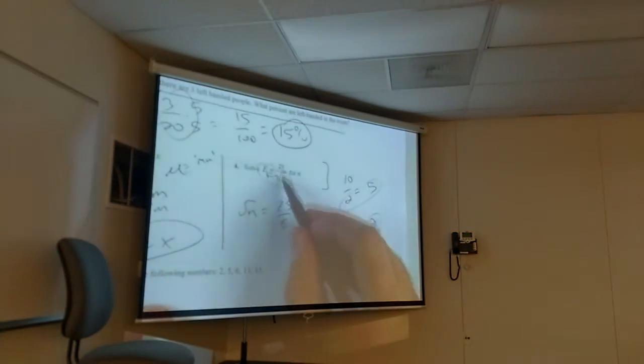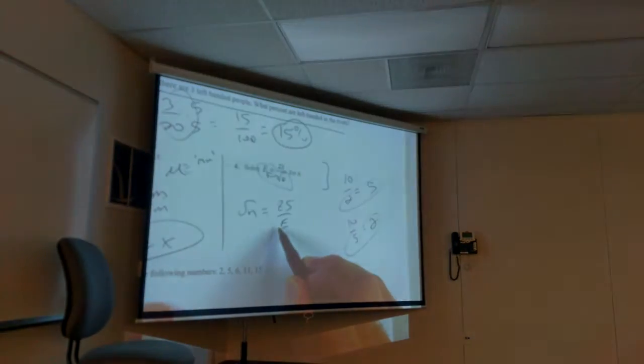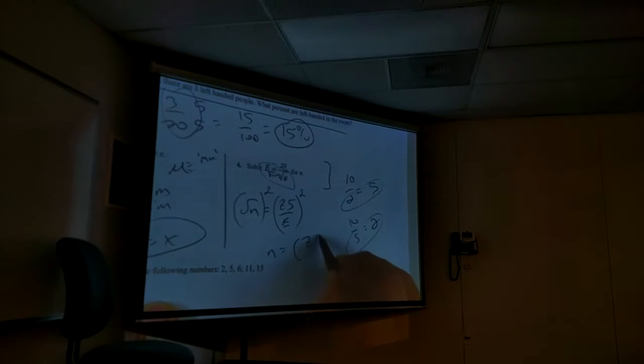I would multiply both sides by square root of n, divide both sides by e, so I would get here. And then what's the last thing I need to get n by itself? Square both sides. So we got n equals z, become an s, over e squared.